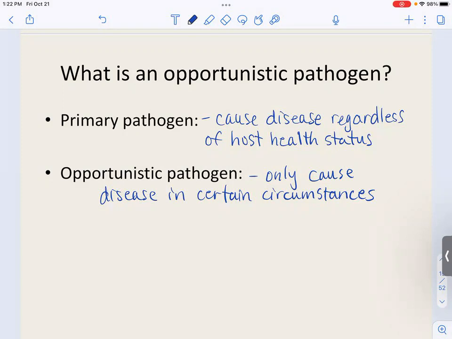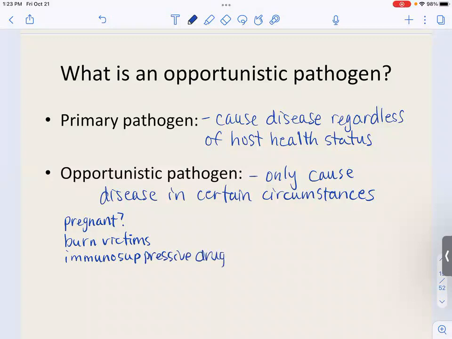So usually one condition might be if the host immunity is a little bit lower than usual. So what are some of these opportunities? Is the host pregnant? Pregnant women, their immunity is just a little bit lower. That's why we saw COVID having a little bit higher mortality rate among pregnant women. Let's see, what else? Burn victims. If they have lost their first barrier to infection, their skin, they're really susceptible to infections that otherwise wouldn't be able to cause an infection. Maybe a person is on some immunosuppressive drug, something like a steroid, like prednisone, for example, or undergoing chemotherapy. That's known to knock down our immune response. So those are some examples.